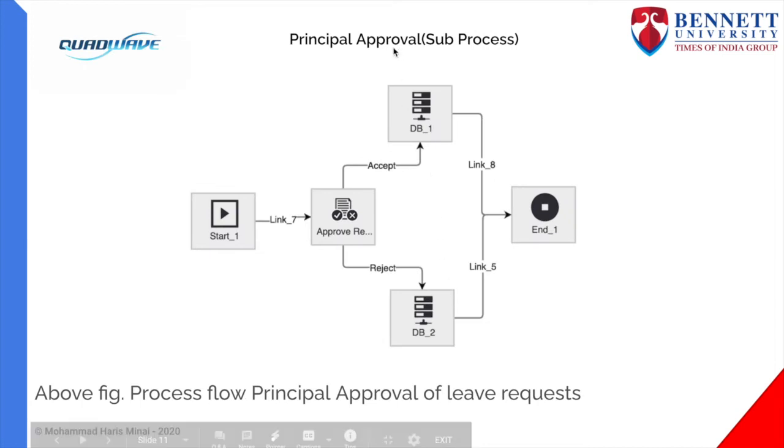Coming to the approval form, it is a sub process of the main process flow. The start node is to start, obviously. The main functionality of the approve or reject form is that if the principal approves, then the DB will be updated. If the form is rejected, then the DB will be updated as rejected.